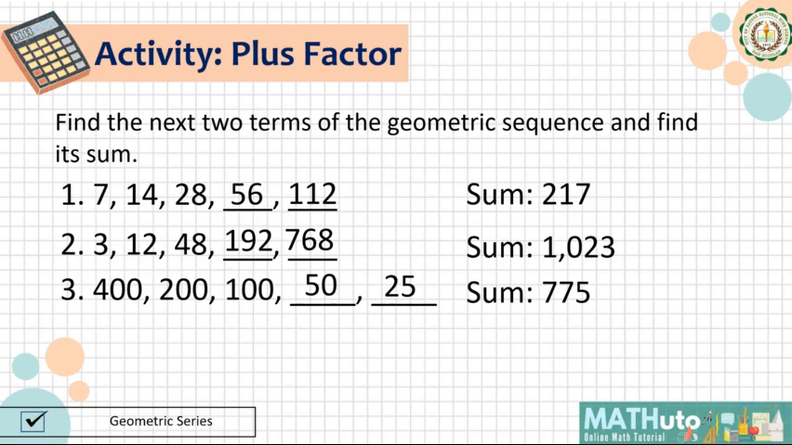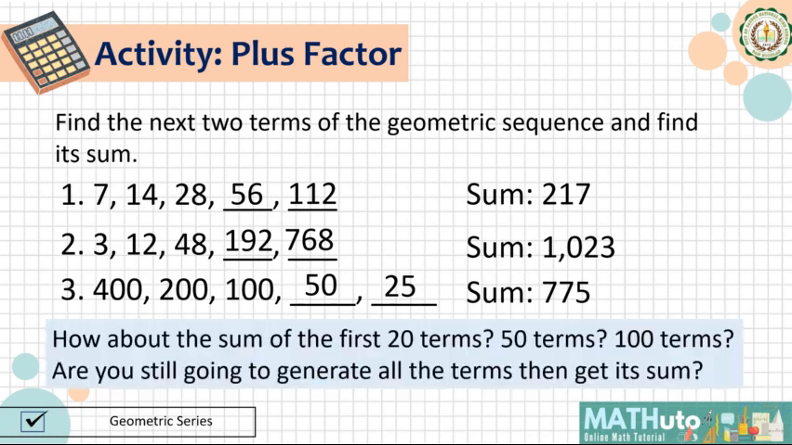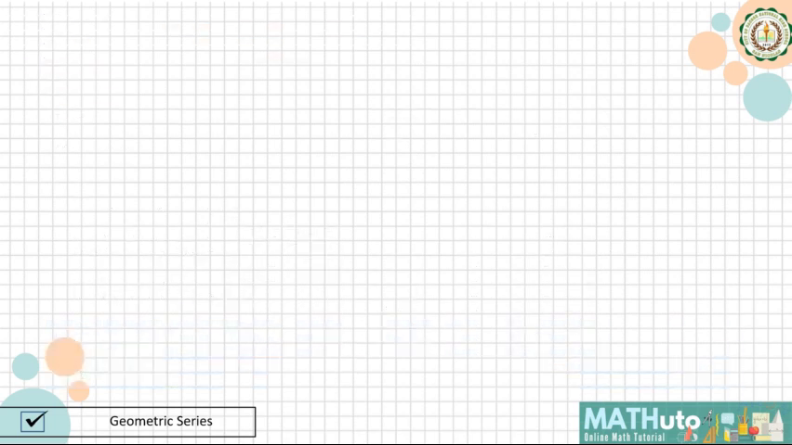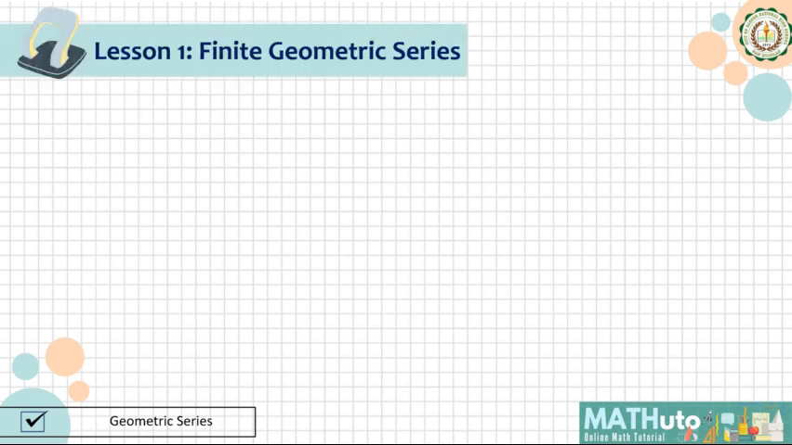We were able to get the sum of the geometric sequence. Well, how about the sum of the first 20 terms? Or 50 terms? Or even 100 terms of a geometric sequence? Are you still going to generate all the terms, then get its sum? To answer that, let us now have our lesson.